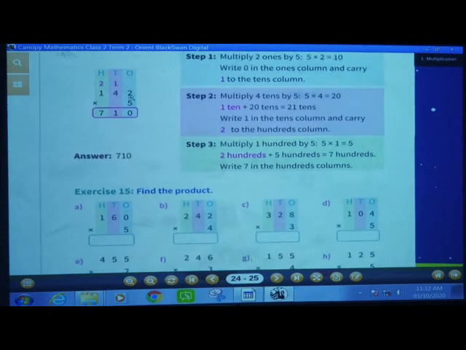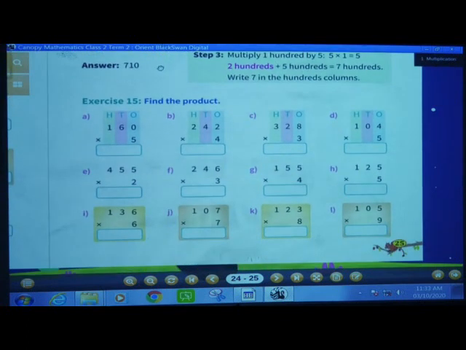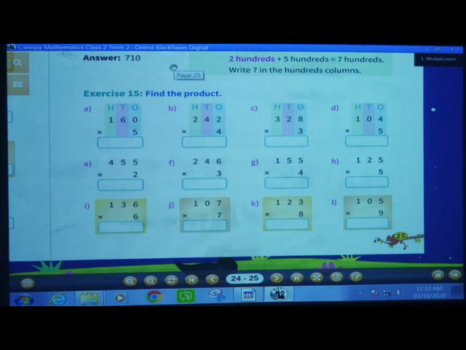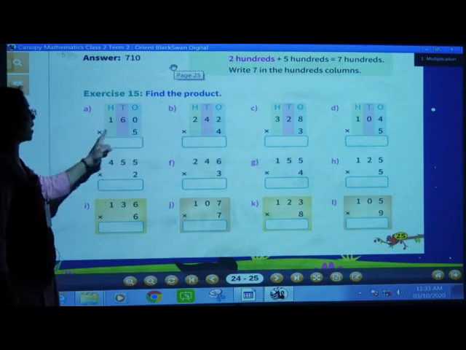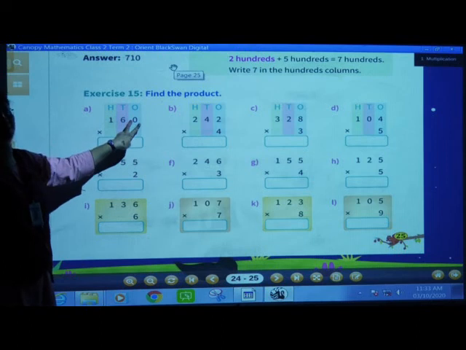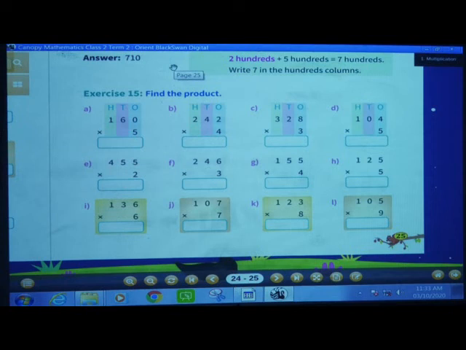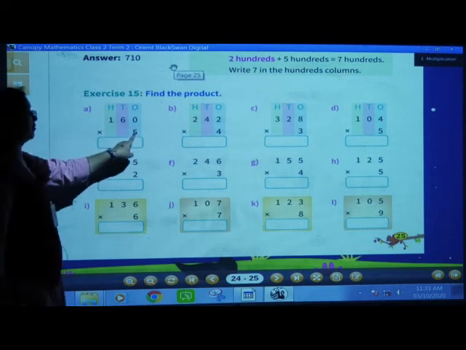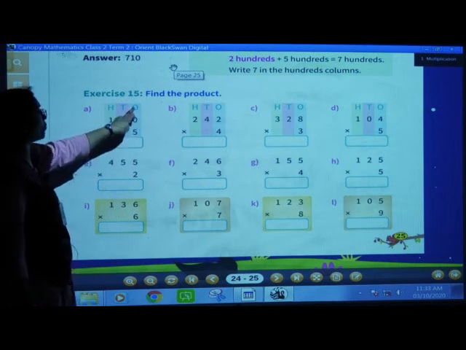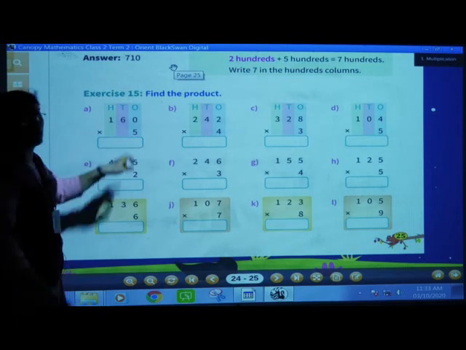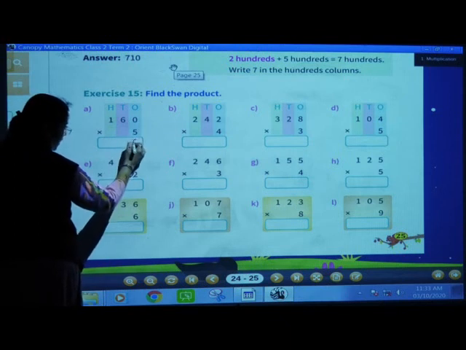Now, we will see exercise number 15. See, find the product. First one, 160 multiplied by 5. 160, this is a 3-digit number. We have to multiply a 3-digit number by a 1-digit number with regrouping. So first we have to multiply 0 ones by 5. What is the answer? 0 multiplied by 5. 0.